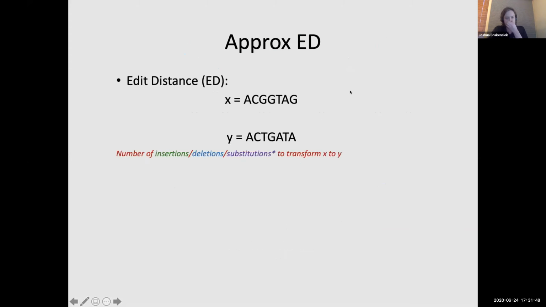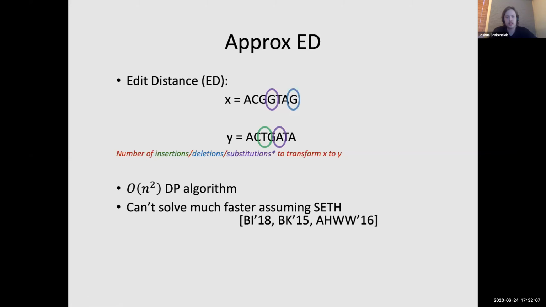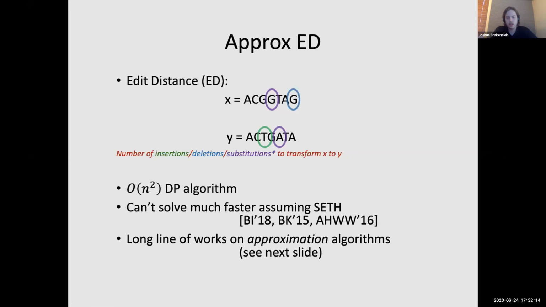I guess we can do this part quickly since there have already been a few talks on it. The edit distance between two strings is the number of insertions, deletions, and substitutions needed to go from one string to another. There's a classic n-squared dynamic programming algorithm which solves this exactly. And assuming the strong exponential time hypothesis, you can't hope for a substantial improvement in this algorithm, which has led the community to actively study approximation algorithms, which I'll go over in the next slide.